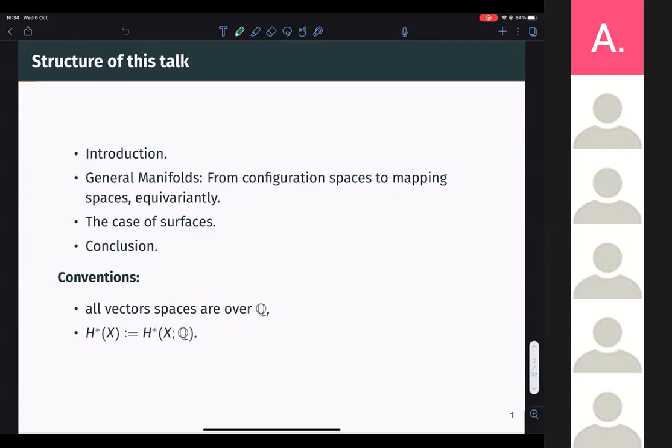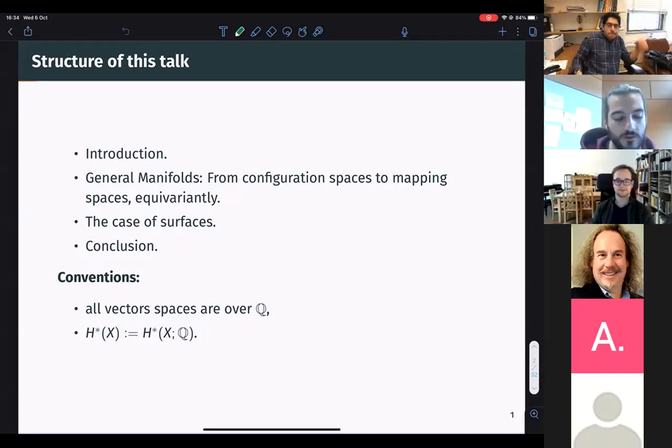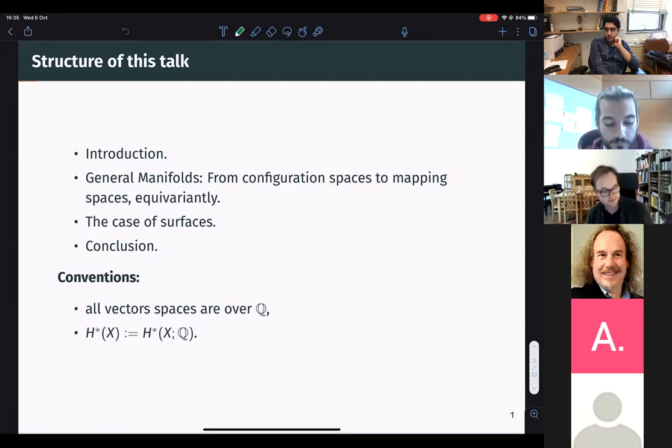Then we'll go into a theorem that holds for all manifolds that computes this homology of configuration spaces in terms of the cohomology of a mapping space from your manifold to a sphere. I will not speak about the proof, but if you want to ask me in the end, I might be able to say something. And then we'll focus on the case of surfaces, and that's going to be the main part of the talk.